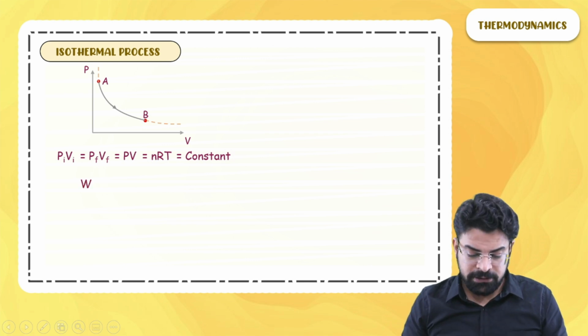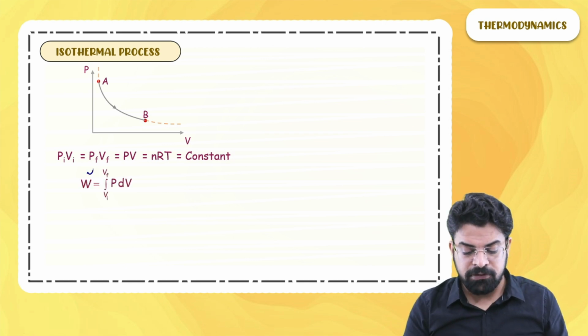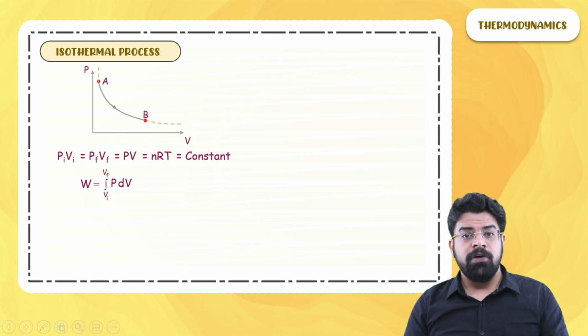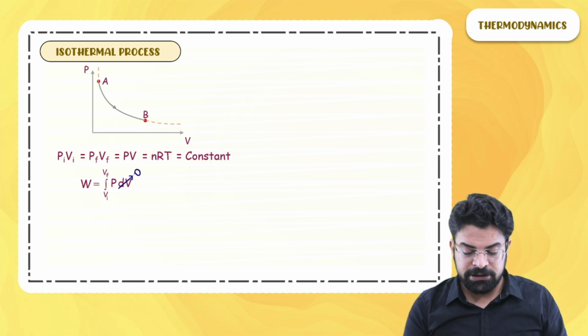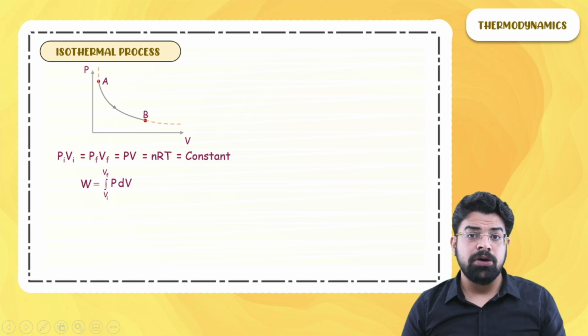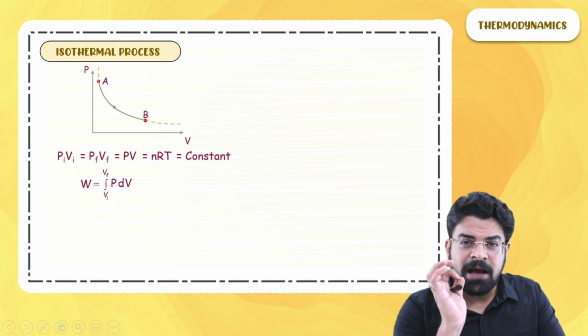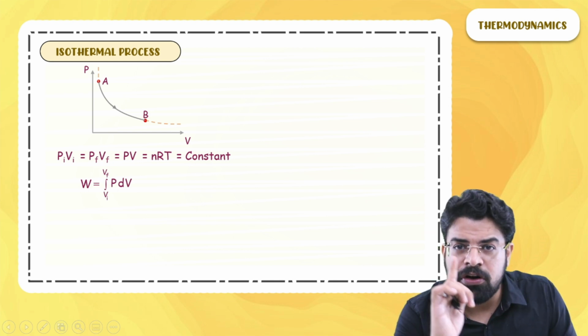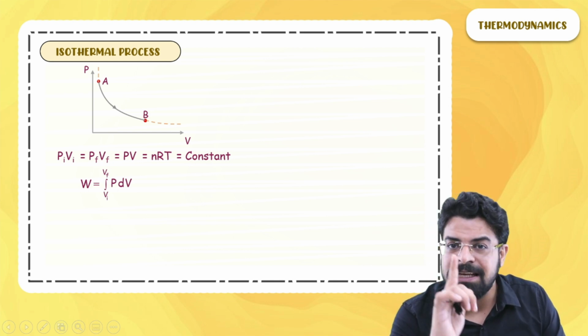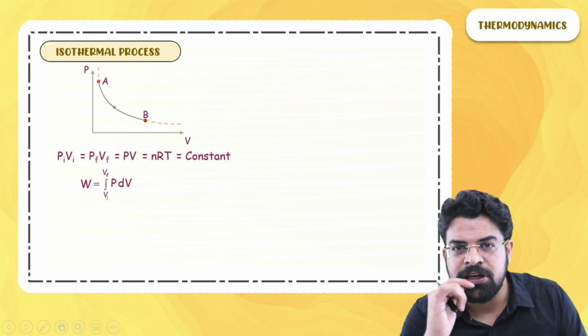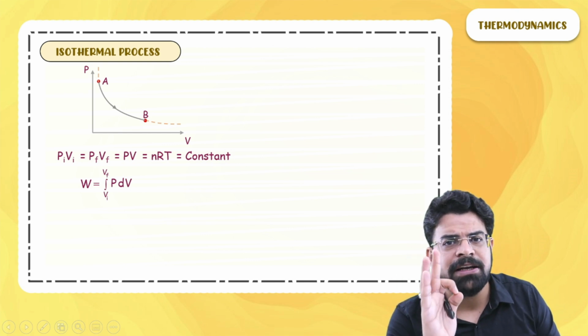Now how to find the work done? We know that the work done equals integral P dV. For an isochoric process, I said dV is 0, so the work done is 0. For an isobaric process, I said pressure is constant, so we can take it out of the integration. But in an isothermal process, as the volume changes, the pressure also changes. As the volume increases, the pressure decreases. So pressure is not at all constant, we can't take it out of the integration.